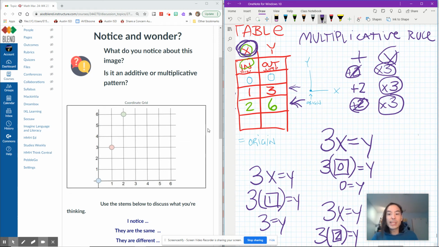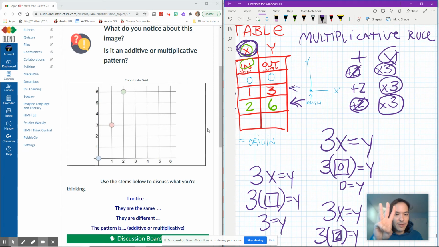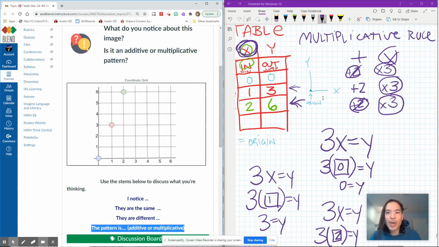All right? So if you're using the stems, which you should, because if you want full credit for this assignment, you use 4 stems. 3 stems is not using 4 stems. 2 stems is not using 4 stems. 1 stem is not using 4 stems. The 4 stems are I notice, and then tell us what you notice. They are the same. Tell us what are the same. They are different. What are the same? And the pattern is, and I just told you, the pattern is multiplicative.